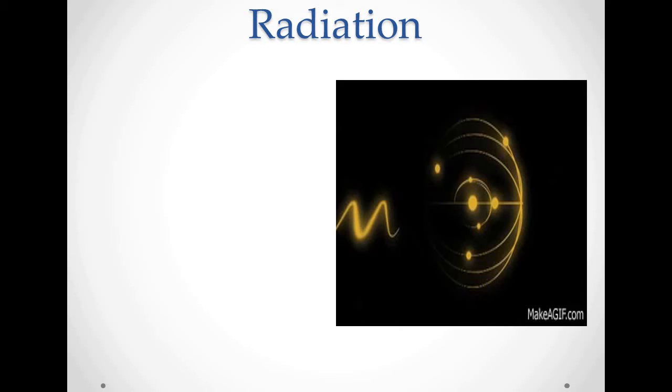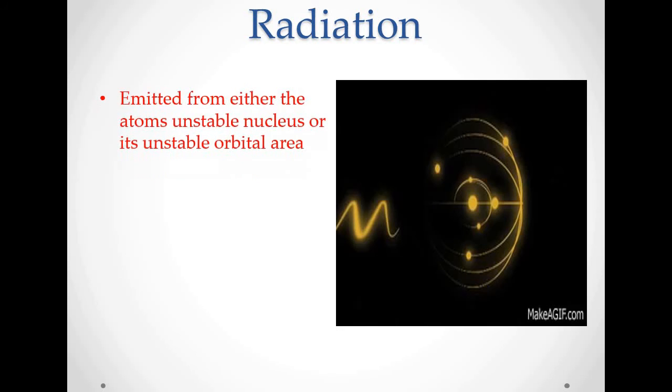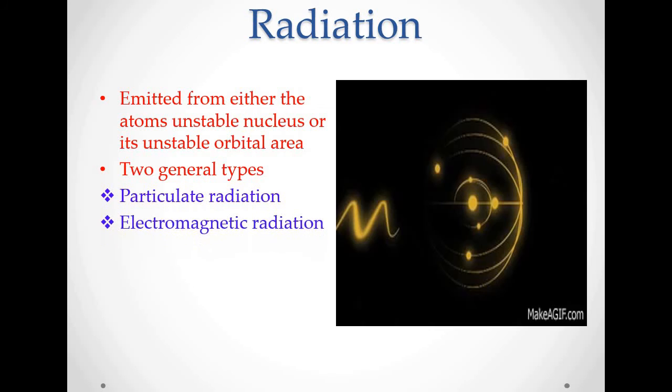Coming to radiation. When you say radiation, it is nothing but signals emitted from either the atom's unstable nucleus or its unstable orbital area. There are two general types. One is particulate radiation, another is electromagnetic radiation.